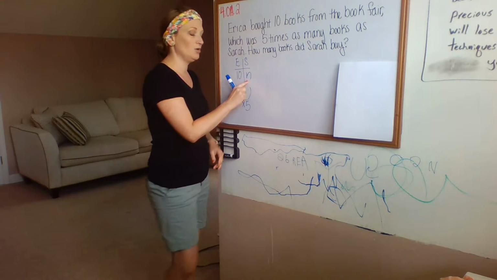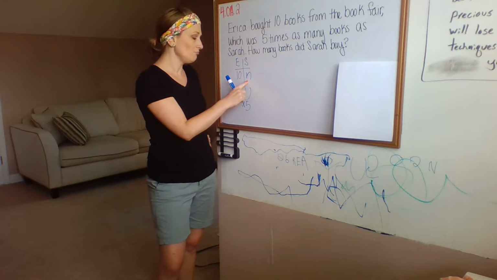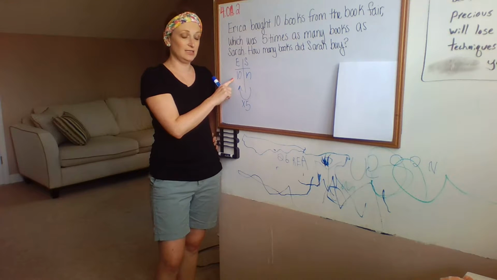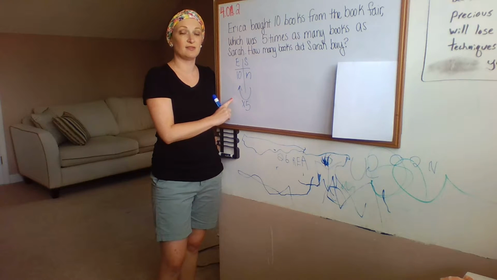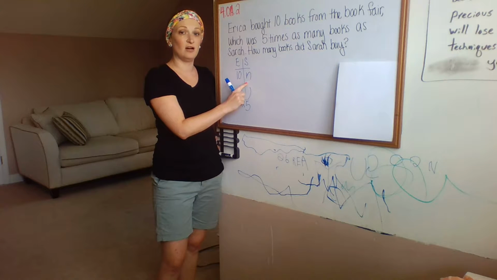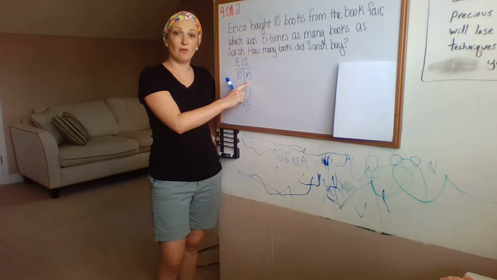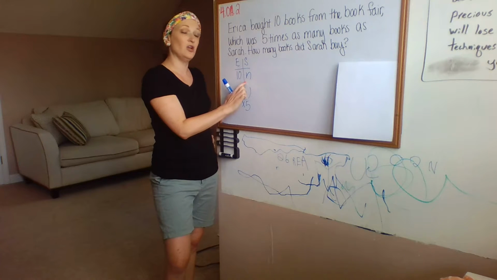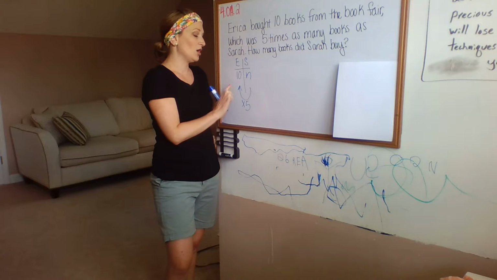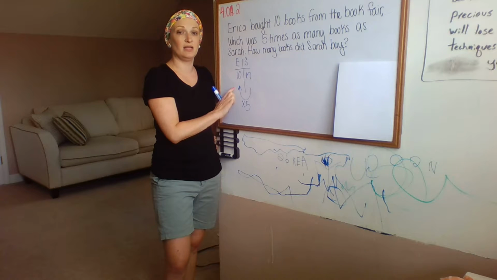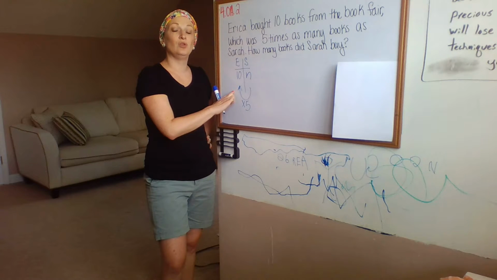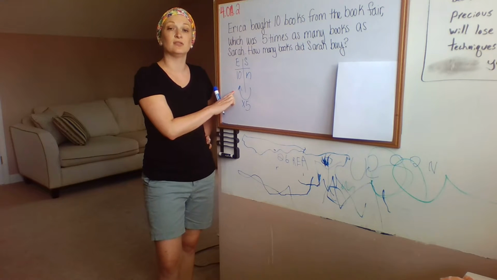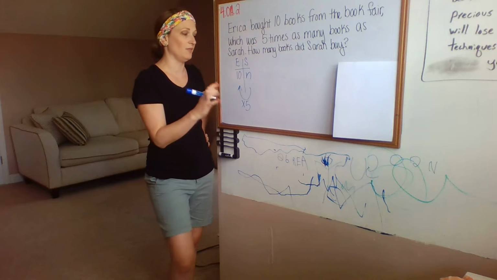So my unknown is Sarah's number. What I do know is Erica has 10. The relationship between them is 5. So how do I figure out N? The last problem for 4.OA.1, we multiplied because our unknown was the biggest number. When your unknown is not the biggest number, you use the inverse operation, which is division. It's all a fact family.